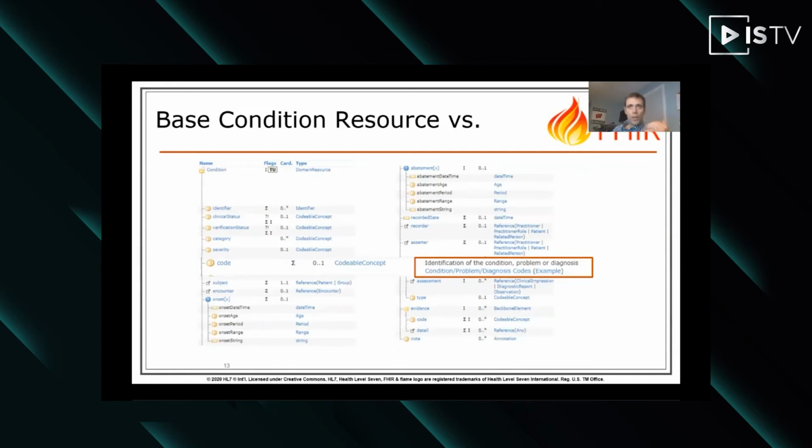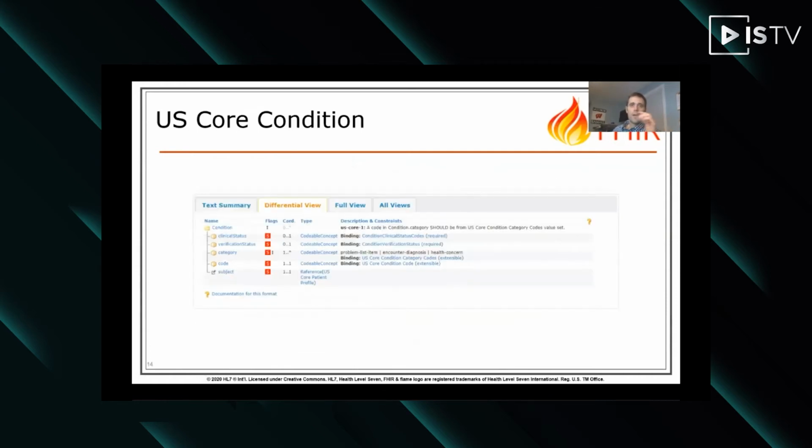What US Core does is it takes it a step further and says, okay, these are the 5 elements you must support and must implement. If you look closely at that code element, we have a binding of US Core condition. If you were to open that, in the US, we use SNOMED as a key terminology here. We also support ICD-10, but if you're a clinical system, you must support SNOMED. Subsystems will use ICD-10 for billing.